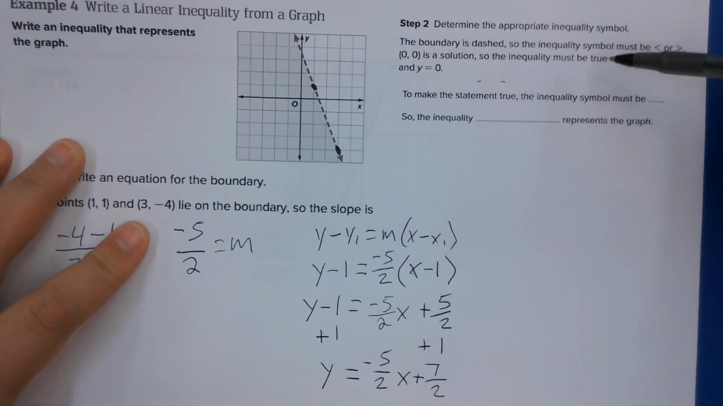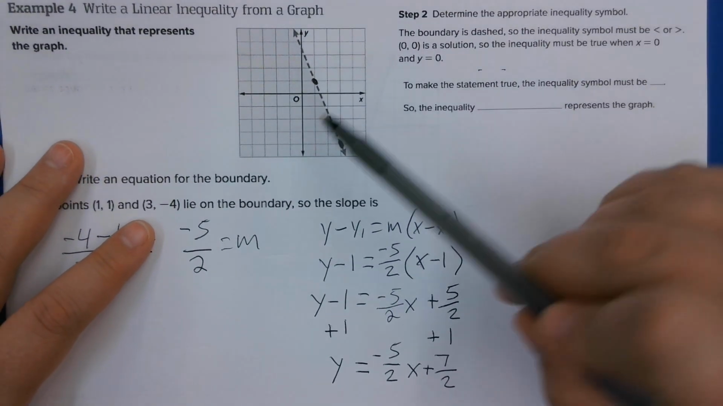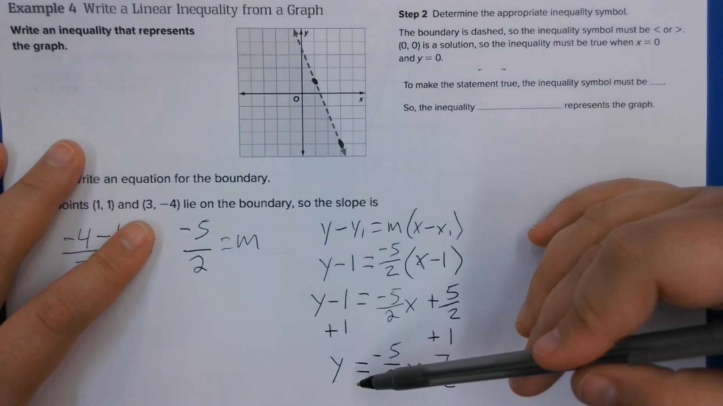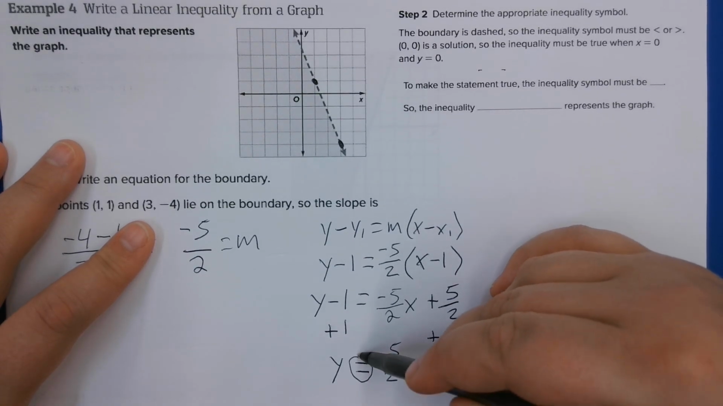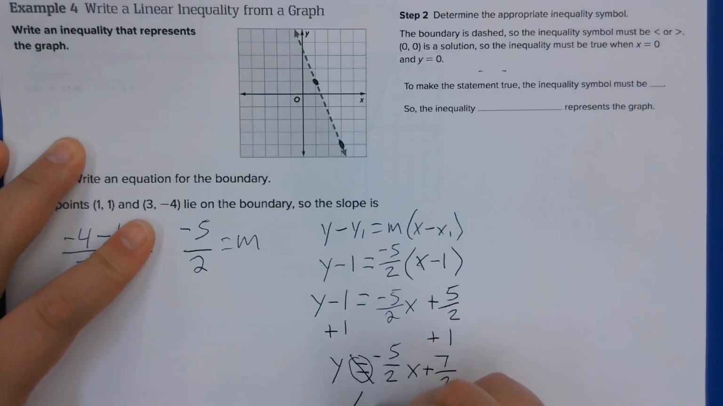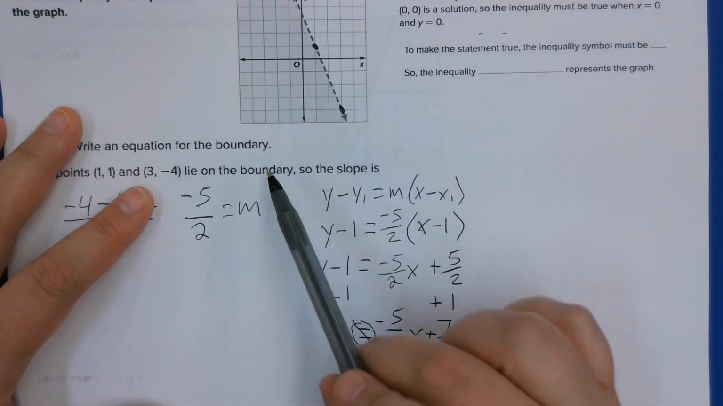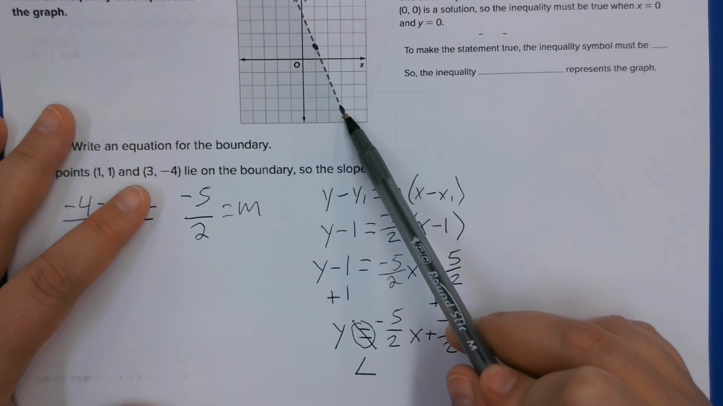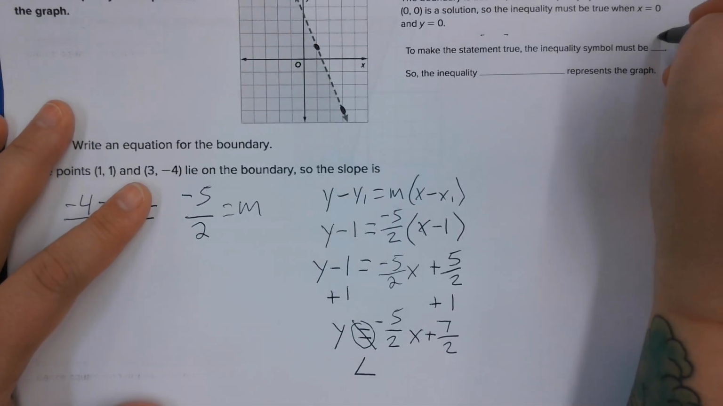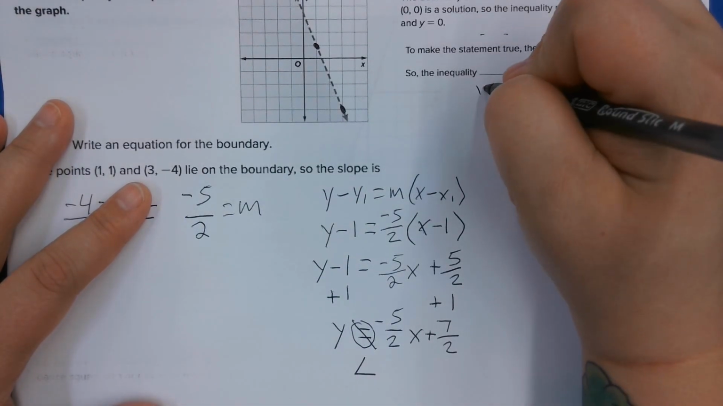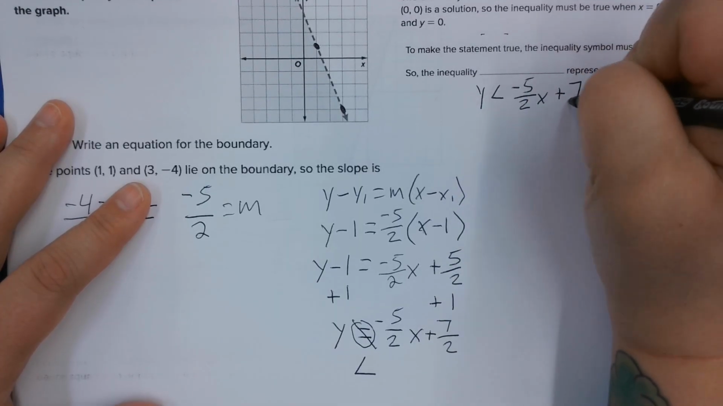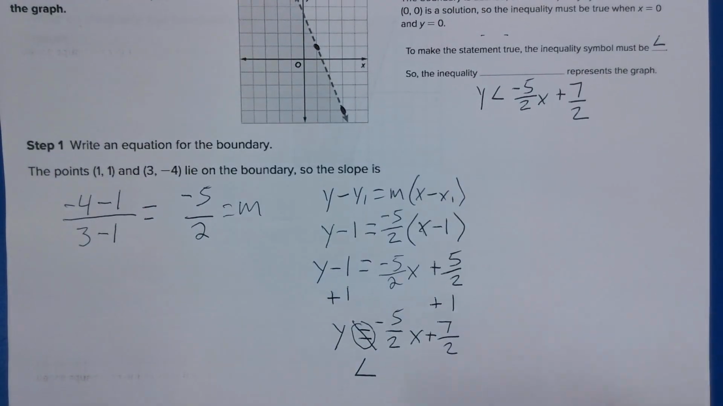So now I have to determine the appropriate inequality symbol. So I can see where it's shaded. It's shaded down below, right? So we're going to say y, instead of being equal, y is underneath the line. So y is actually less than, because it's underneath the line. It is a dashed line, so that's how we know that it does not have the is equal to underneath. So we have to use the less than, and let's rewrite the whole inequality. Y is less than negative 5 over 2x plus 7 over 2. There is the inequality.